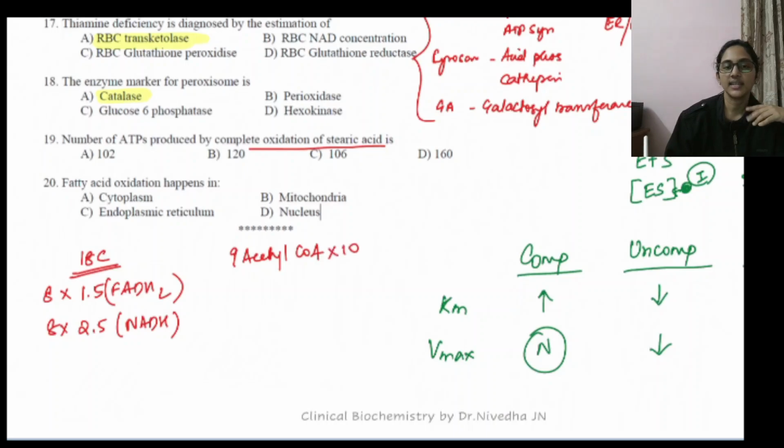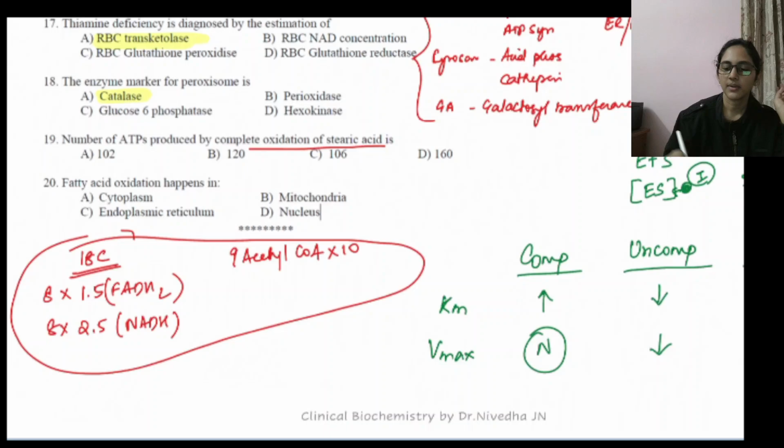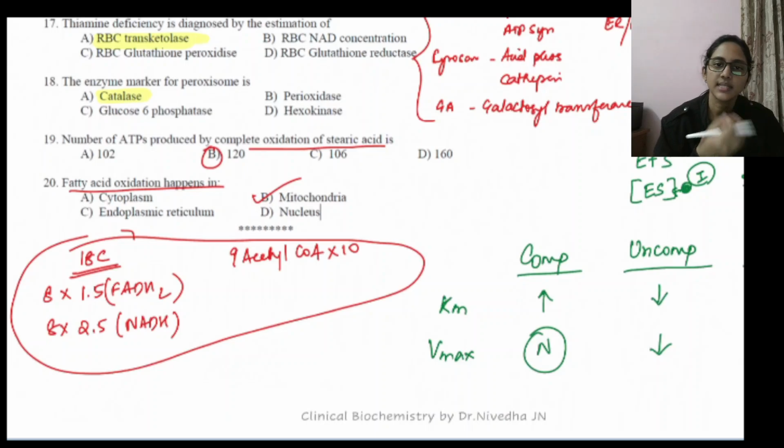So 9 into 10, because from 1 TCA cycle we get 10 ATPs. When you sum up all these, what do you get? 120. They are asking you about stearic acid. It is 120 ATP. Fatty acid oxidation happens in, of course, the mitochondria. Synthesis will happen in the cytoplasm. Is it fine, all of you?